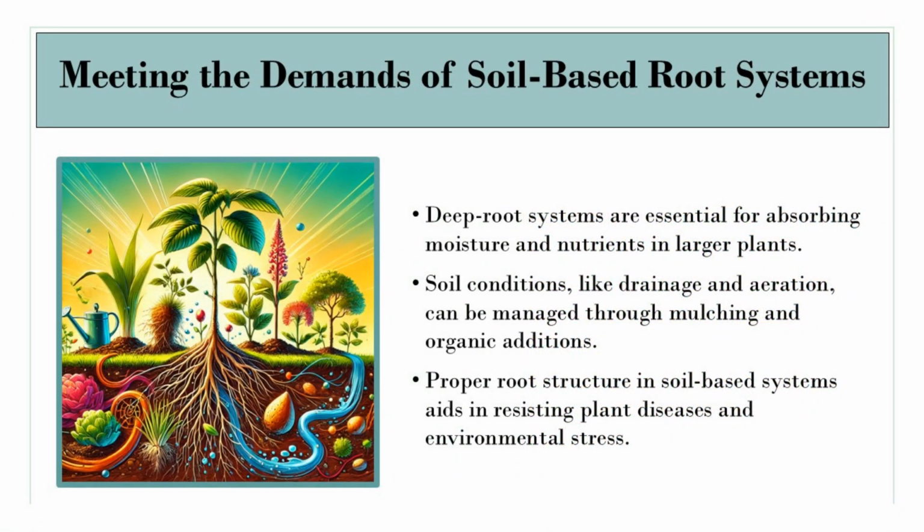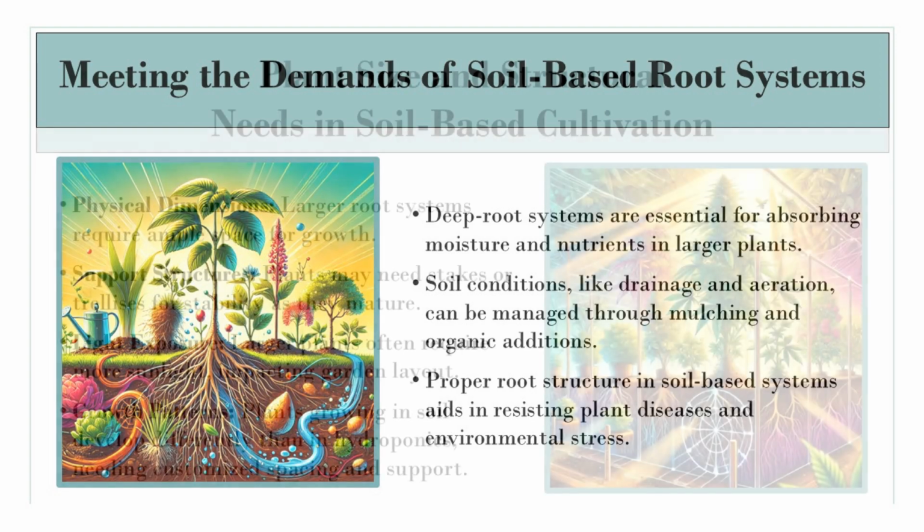Meeting the demands of soil-based root systems. Deep root systems are essential for absorbing moisture and nutrients in larger plants. Soil conditions, like drainage and aeration, can be managed through mulching and organic additions. Proper root structure in soil-based systems aids in resisting plant diseases and environmental stress.